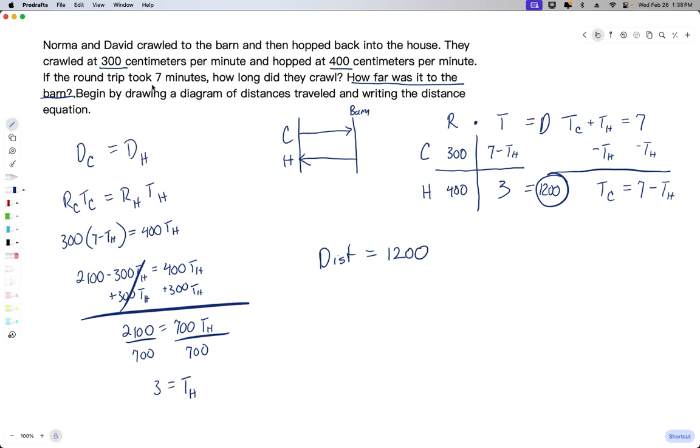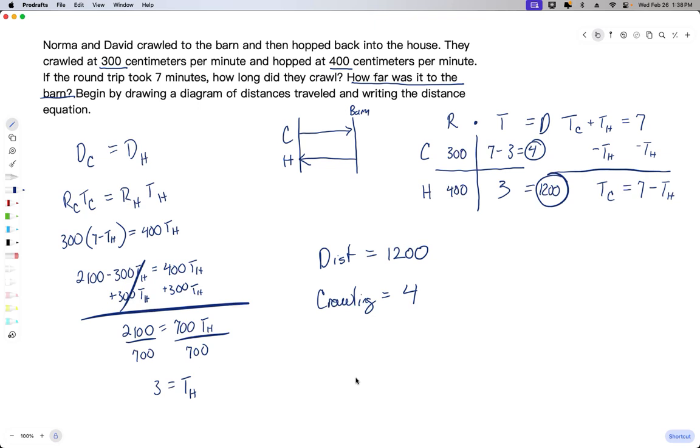And if the round trip took 7 minutes, then how long did they crawl? Well, 7 minus TH. TH is 3. So 7 minus 3 is 4. So it took 4 minutes crawling. So crawling equals 4. So those are going to be your answers.